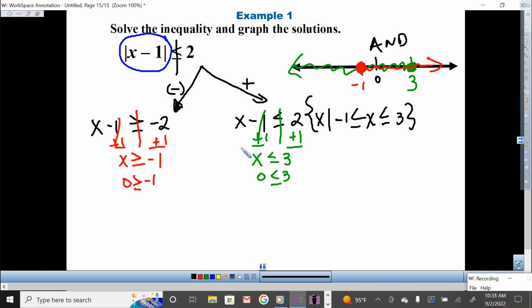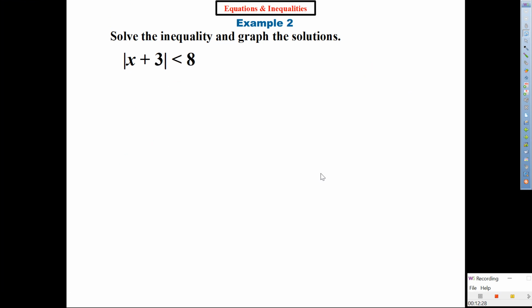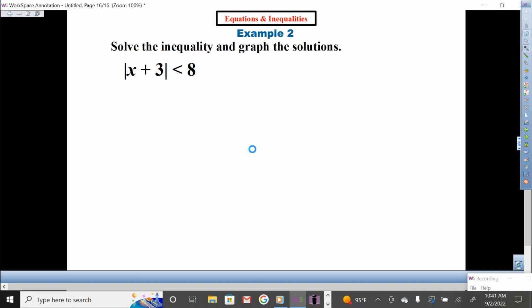How we doing? From 1 to 5, how far are you with these? 5, 4, 5, 4. Okay, let's do another one. See if you can do this one by yourself. Example 2. We got absolute value x plus 3 less than 8. Copy that and go. I'll give you some time. Go. All right, let's see what we got.